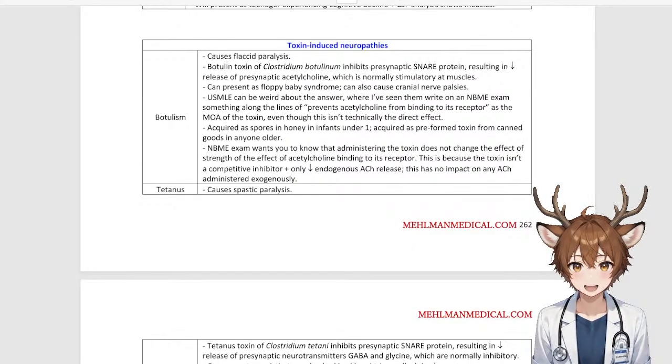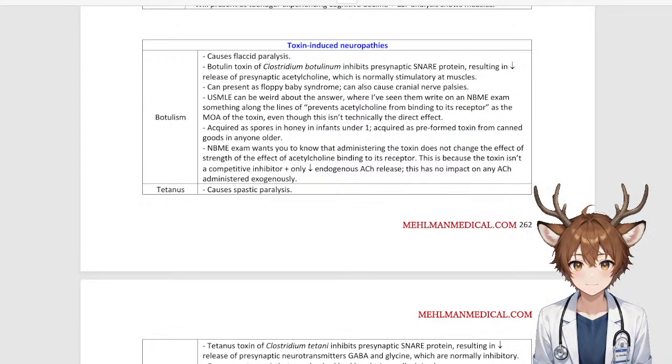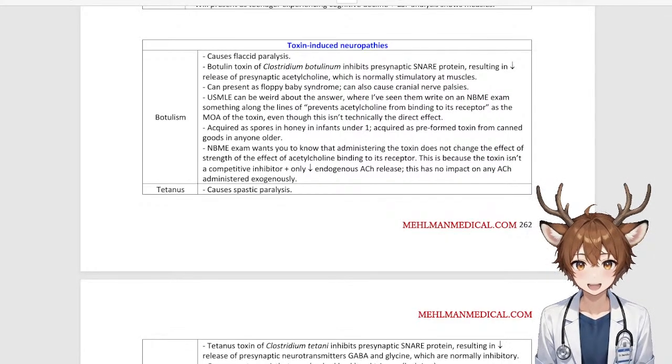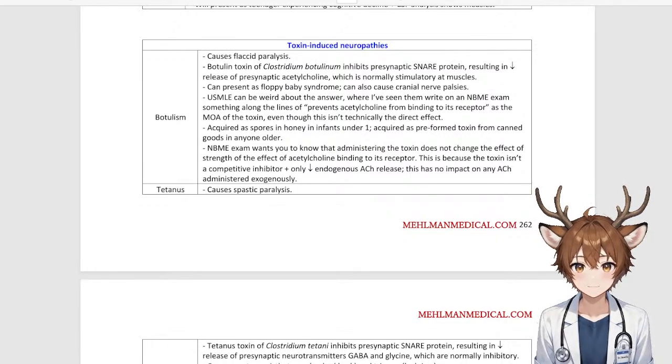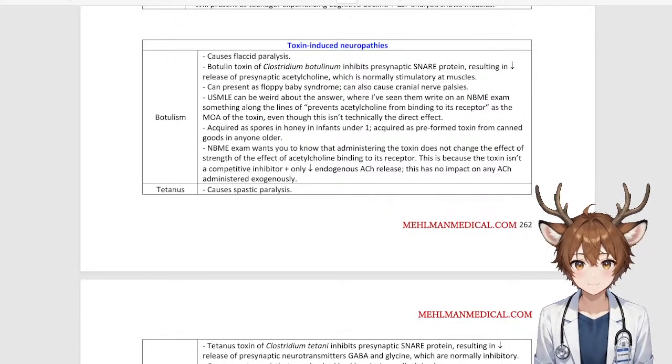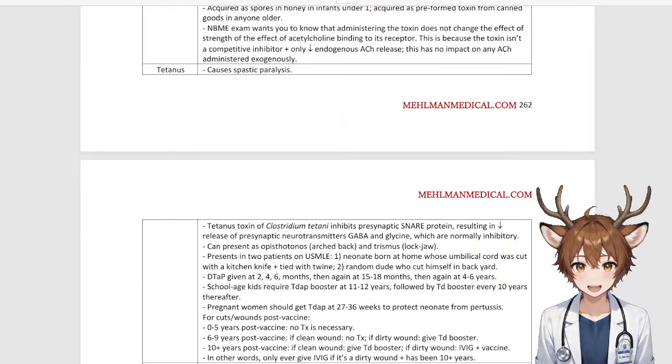So this toxin does not change the effect of acetylcholine binding to its receptor. Let me phrase it like that. This toxin does not change the effect of acetylcholine binding to its receptor. So, okay. Tetanus. Tetanus causes spastic paralysis.